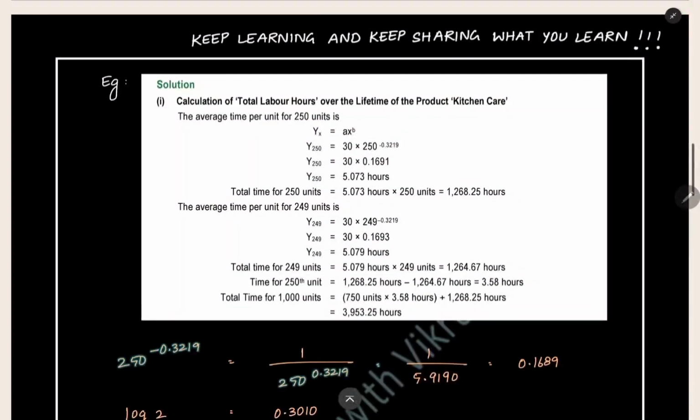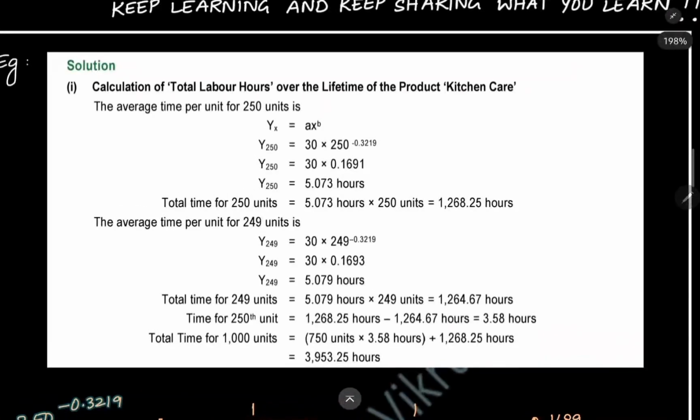Now we are going to find out the calculator tricks for calculating absurd powers, and then for calculating logarithms also. We will be seeing the tricks. First, we are going to see about absurd powers calculation. Here, if you can see in a question, we have to calculate the power of 250 power minus 0.3219.